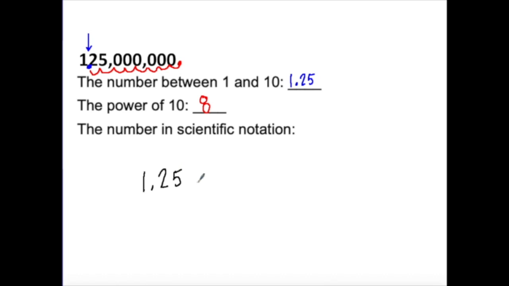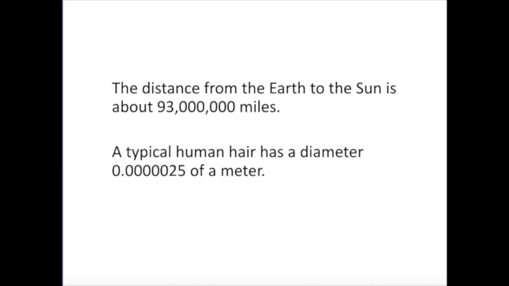And remember that the definition of scientific notation is the product of a number between 1 and 10, and product means we're multiplying, and a power of 10. And this time our power of 10 is 8. So now let's go back to that first example, the reason that scientific notation is important at all.